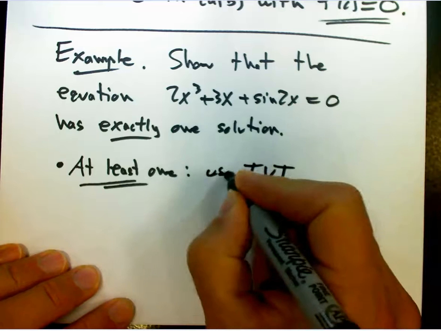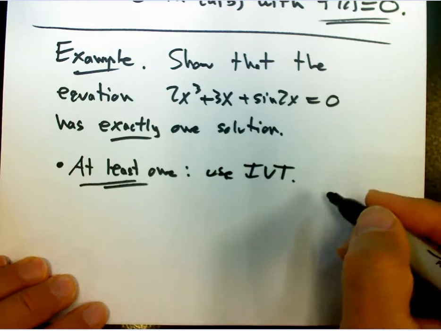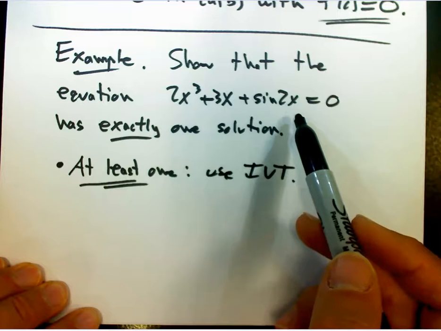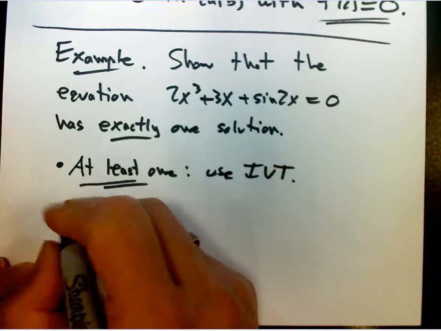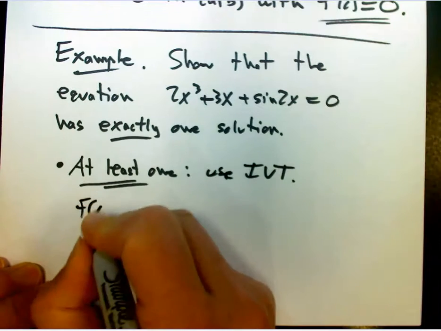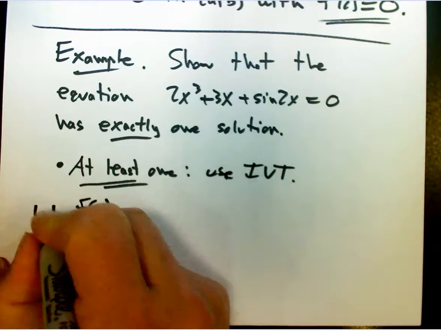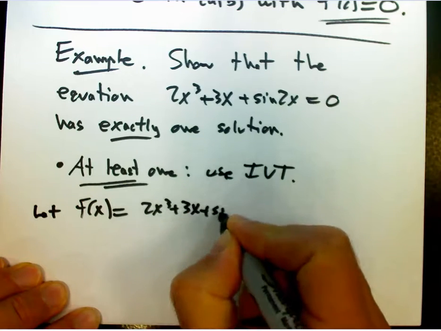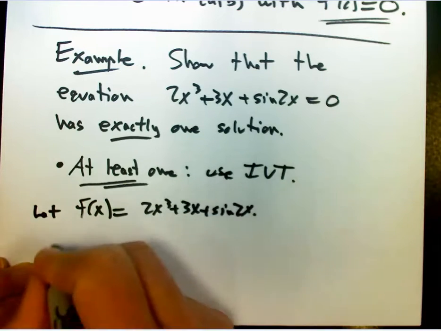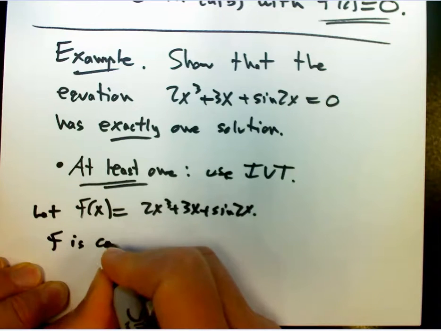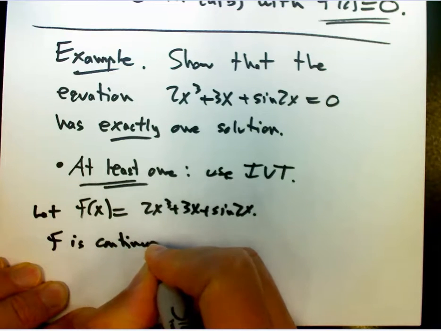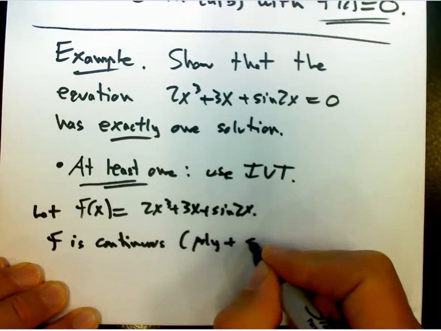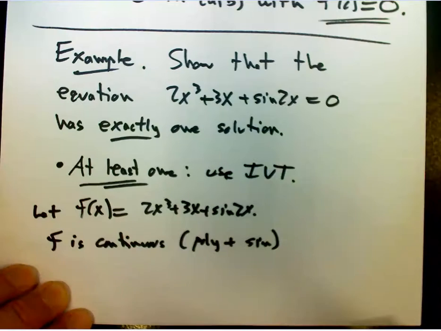This is just straight up review of use of IVT. We want to show that sometimes this is negative and sometimes this is positive. And of course it's continuous. So note we let f of x be that left-hand side, so we can name it and talk about it explicitly. f is continuous. It's a polynomial plus a sine, one of the trig functions that doesn't involve division.